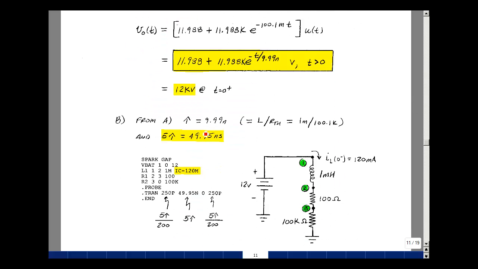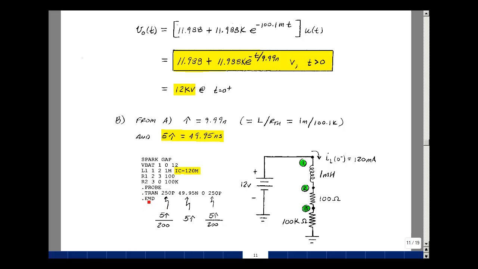Our time constant was 9.99 nanoseconds. That's equal to L over R Thevenin, which was 1 milli over 100.1 K. I'm going to plot 5 time constants, which is 5 times this, which is 49.95 nanoseconds, so we can watch the thing decay to 0. All right, so number our nodes, I'll call this 1, 2, and 3. Title, call it the spark gap. Dot end. Dot probe, which will plot all of our variables.